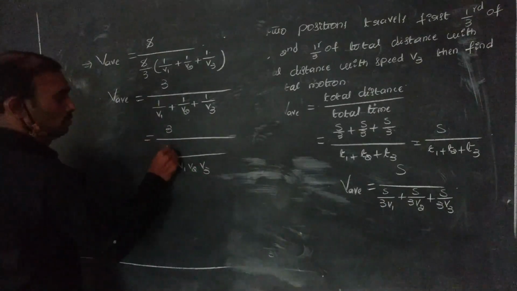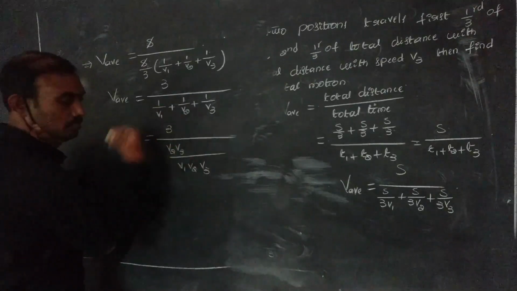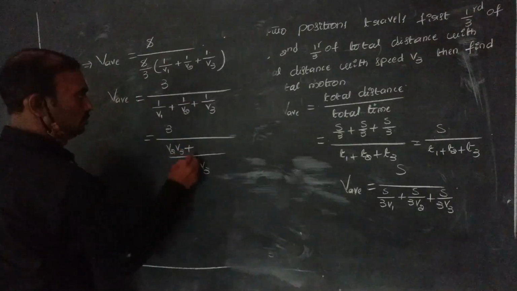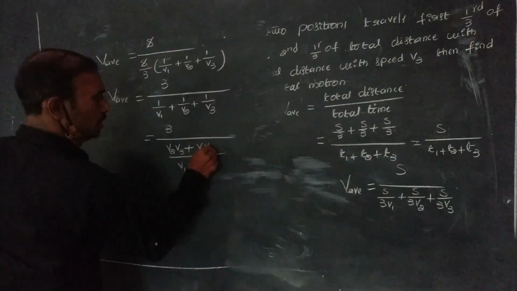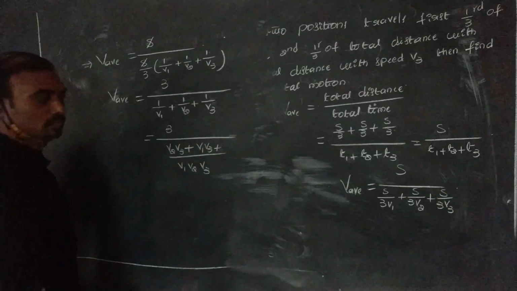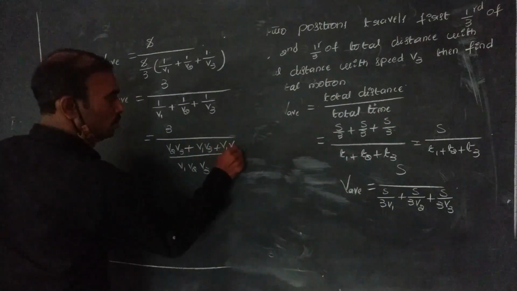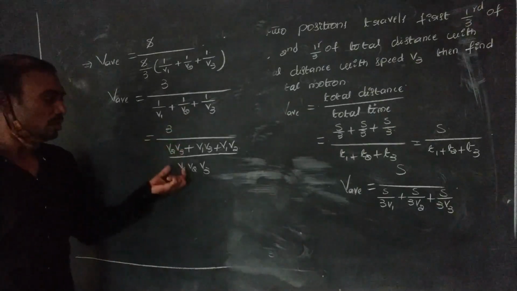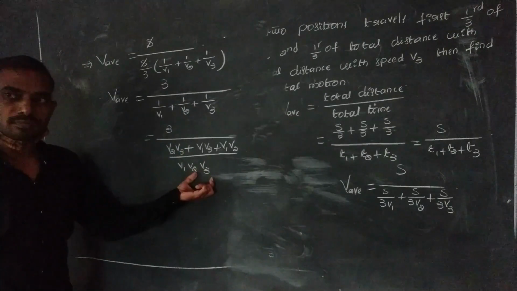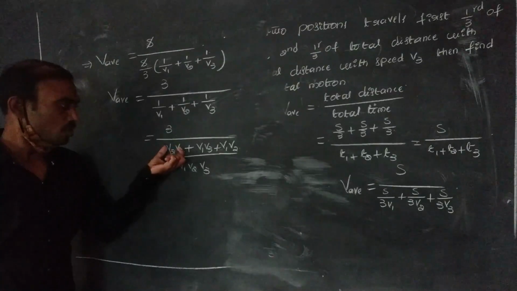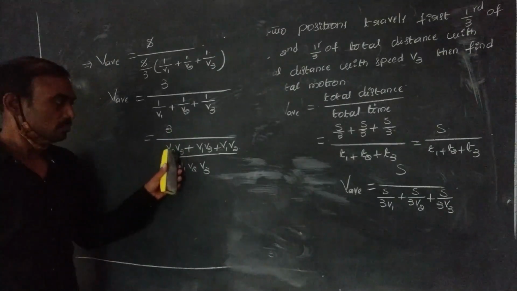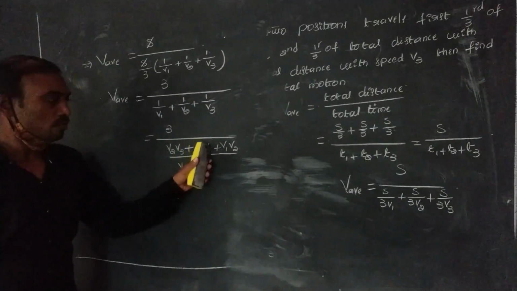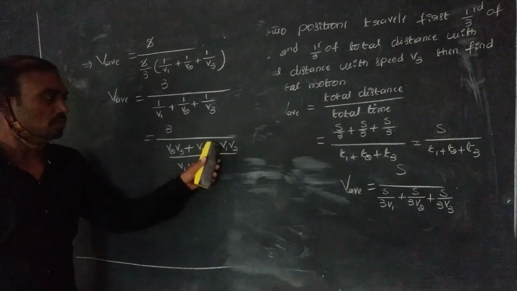So here, v2 v3 plus v1 v3 plus v1 v2, in the denominator LCM v1 v2 v3. Then here v2 v3, first value, plus second value v1 v3 plus.